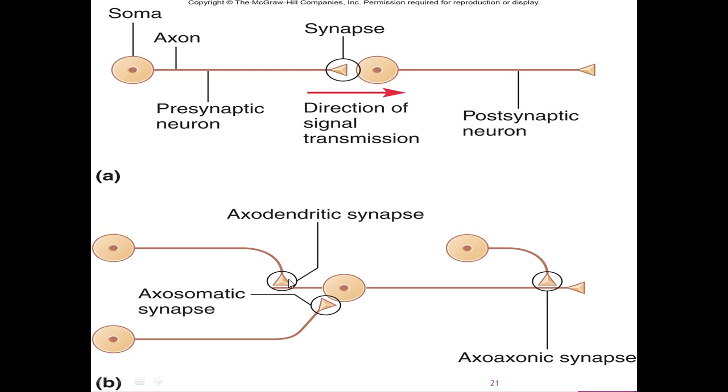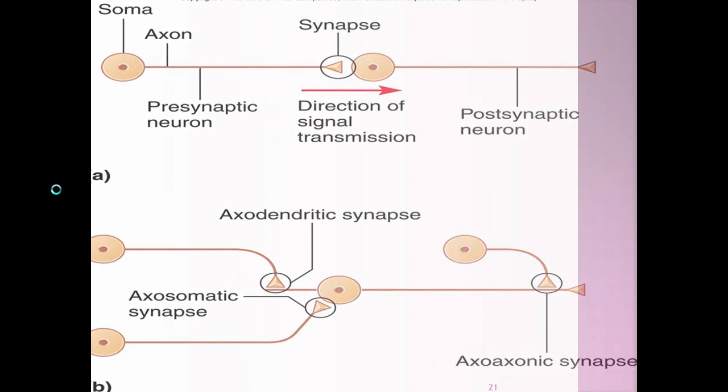In B, you're going to have an axodendritic synapse, where you have the end of the axon, or the synaptic cleft, close to the dendrite, or synapsing with the dendrite. And your axosomatic synapse would synapse with the soma. And of course, your axo-axonic will synapse with your axon. So those are the visual aspects of the three forms of presynaptic neurons.